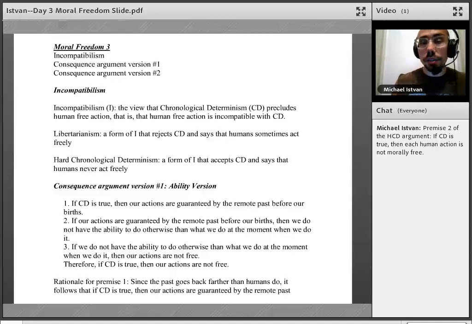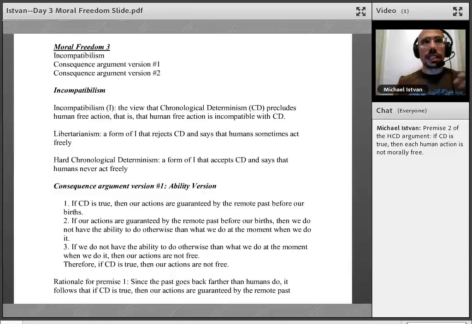Now we're shifting gears to the incompatibilist side. Incompatibilism is the view that chronological determinism and other forms of determinism similar to it preclude human free action. Incompatibilism is the view that determinism, at least certain forms, like the specific traditional form we're looking at in this class, chronological determinism, rules out human free action. In other words, human free action is not compatible with CD.